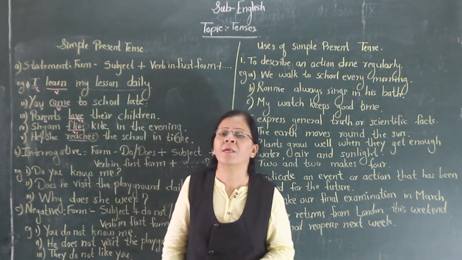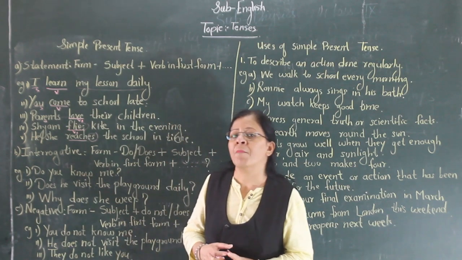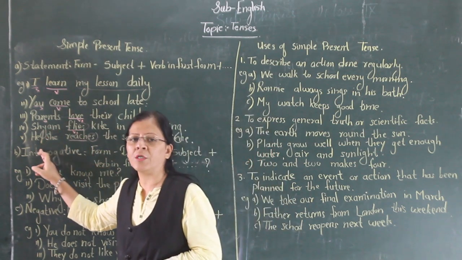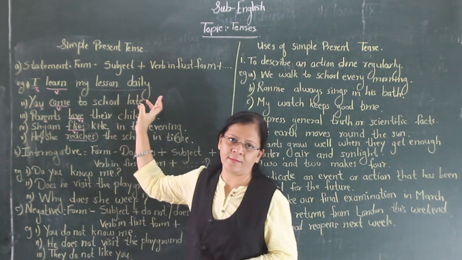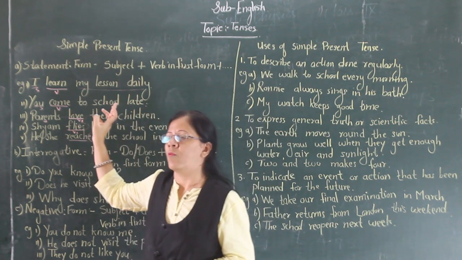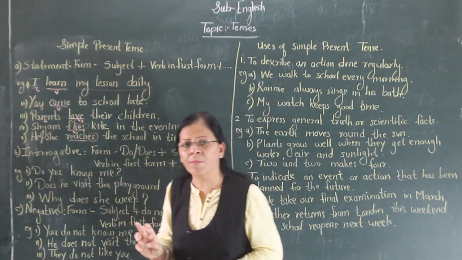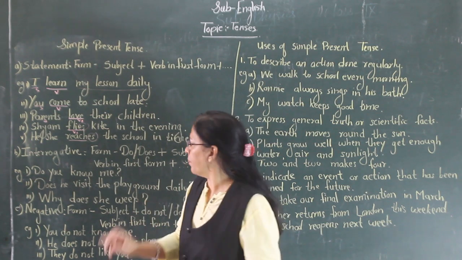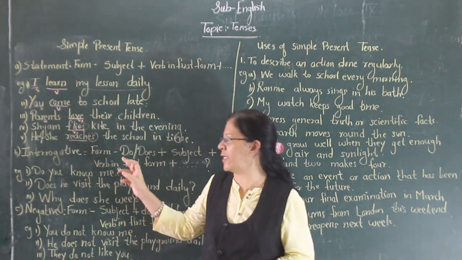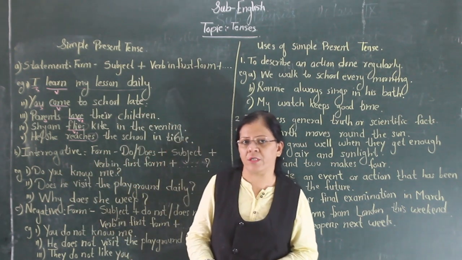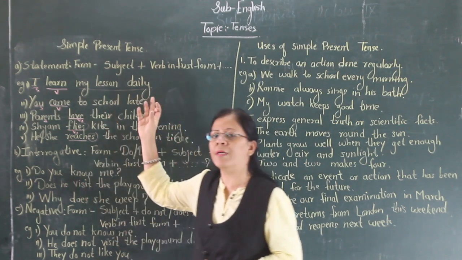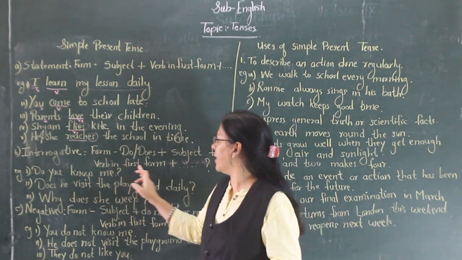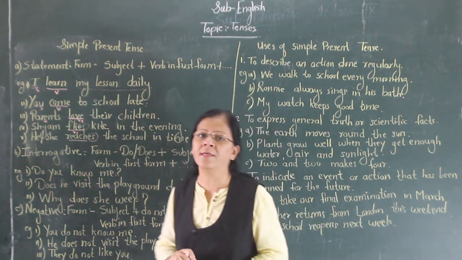So when we use simple present tense, we have to keep in mind that you need to add s or es to the main verb for the third person singular in simple present tense. Is it clear? Okay. Now let us see the form of an interrogative sentence. Interrogative means a question. So what is the form of a question in simple present tense? Do or does plus subject plus verb in first form plus the remaining part of the sentence.